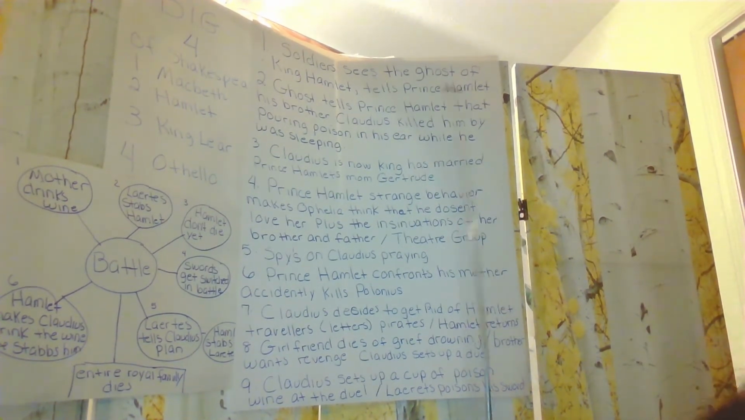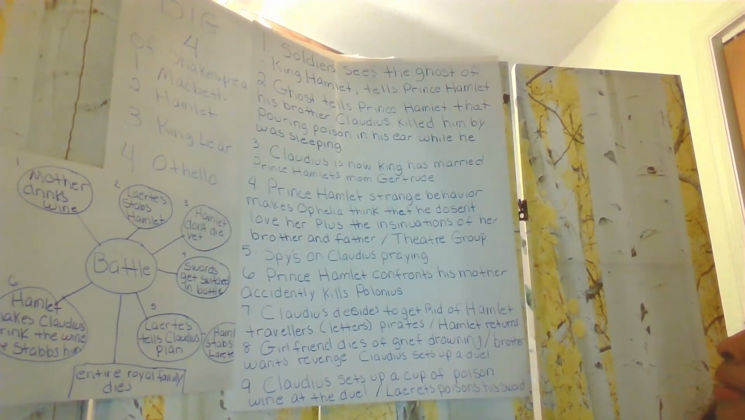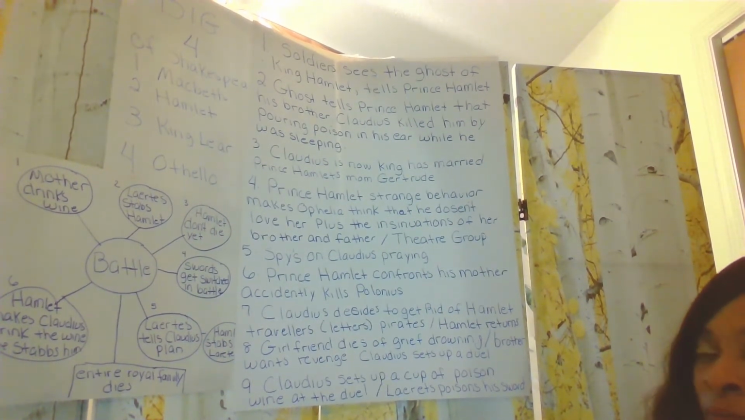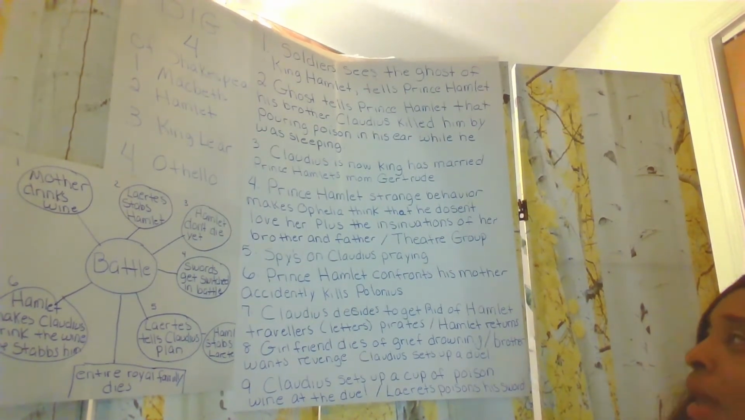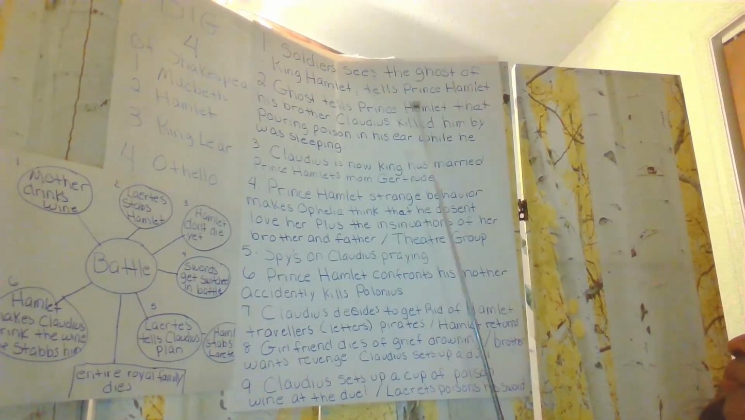All right, so we start off with the soldiers. They see the ghost of King Hamlet and tell Prince Hamlet. The ghost tells Prince Hamlet that his brother Claudius killed him by pouring poison in his ear while he was sleeping. At first, Prince Hamlet doesn't quite believe his father or believe that's the ghost. However, later on in the story, he realizes that that is the ghost of his father. Claudius is now king and has married Prince Hamlet's mother, Gertrude.